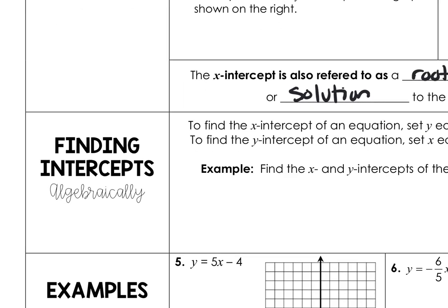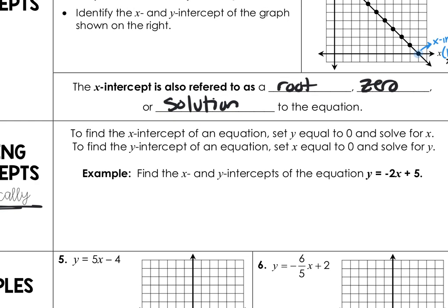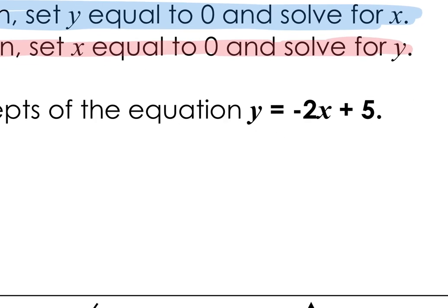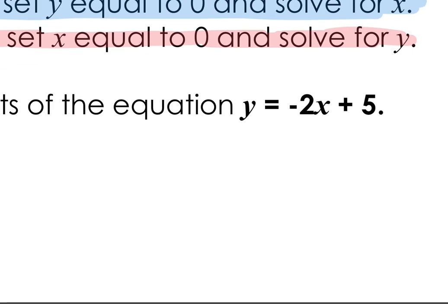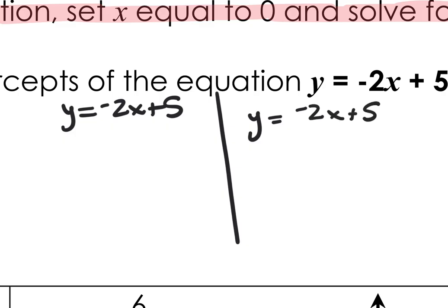So here's what it's saying. Finding intercepts algebraically: to find the x-intercept of an equation, all you do is set y equal to 0 and solve for x. To find the y-intercept, set x equal to 0 and solve for y. So we're going to take a look at this equation right here, and we're going to try to find the x and y intercepts. I'm going to make two columns. This is how I like to do it. y equals negative 2x plus 5.